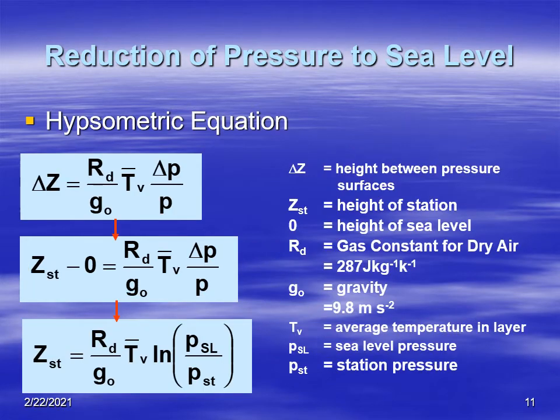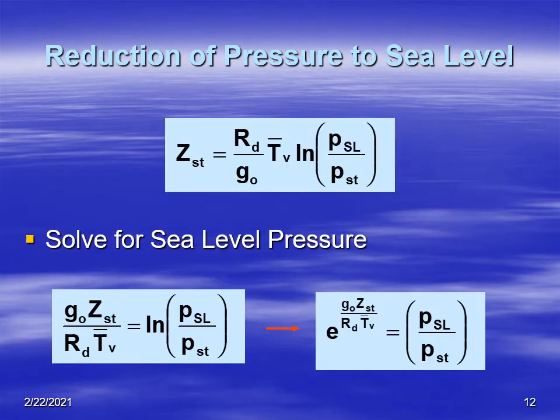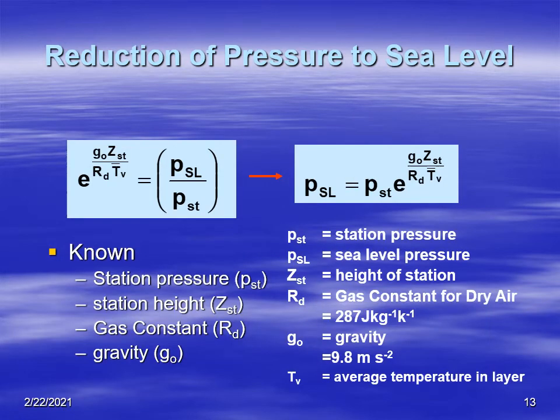We can rearrange this equation, here's the algebra for it, to solve for the height of the station. If you look at the difference in height between two pressure surfaces, if one of the heights is 0, that just leaves us with the height of the station. And then algebraically solving for the pressure at sea level, we can see that we end up with a function that's exponential times the station pressure.